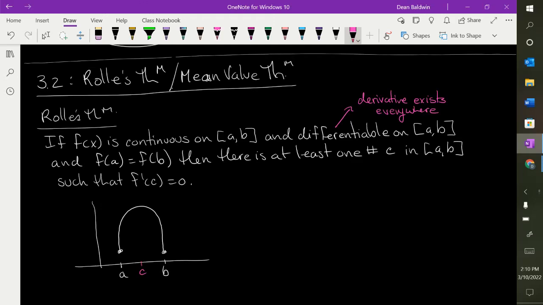3.2 Rolle's theorem and the mean value theorem. So let me go through Rolle's theorem first.